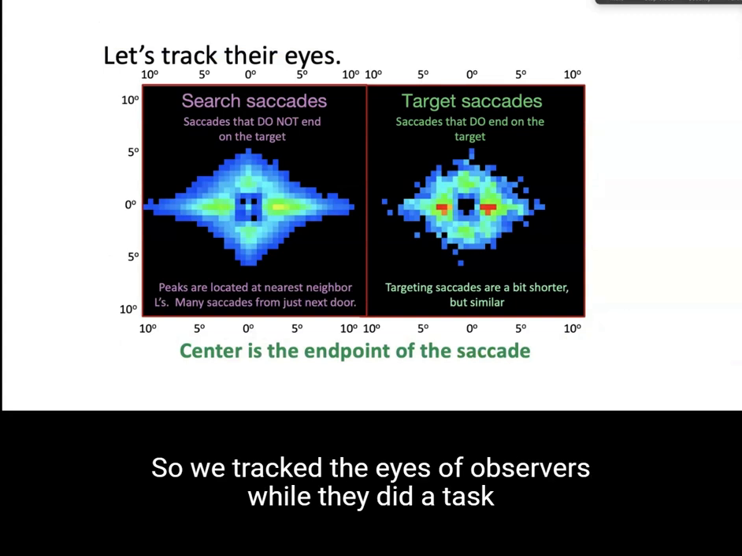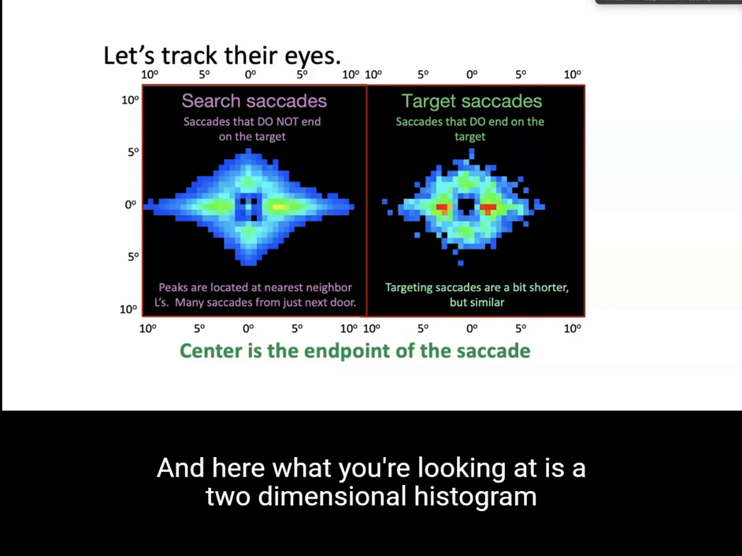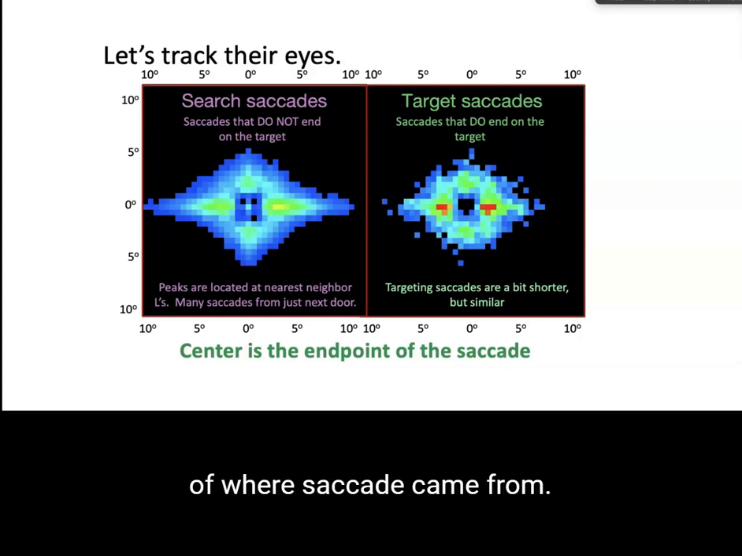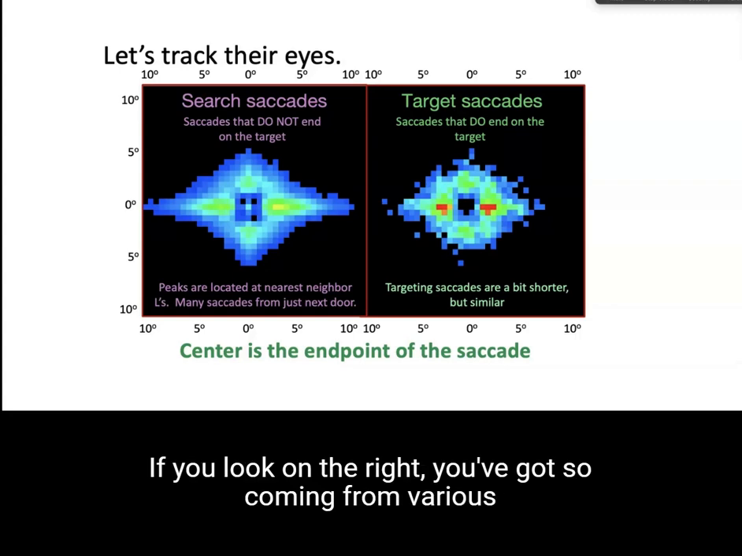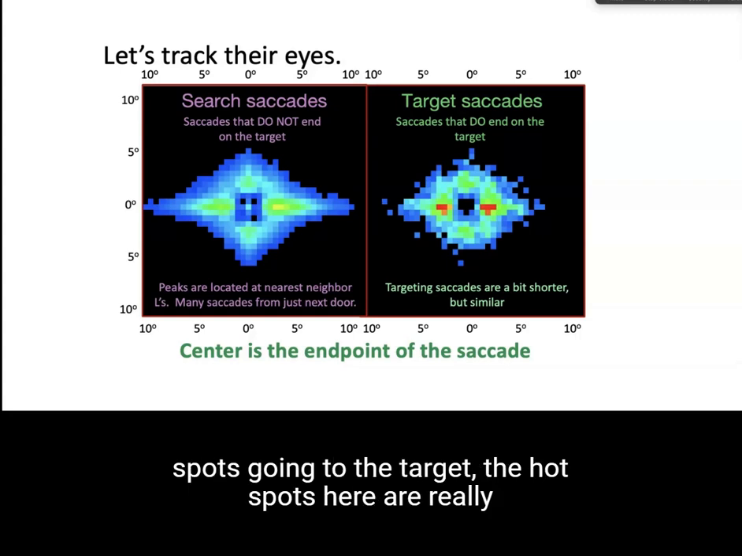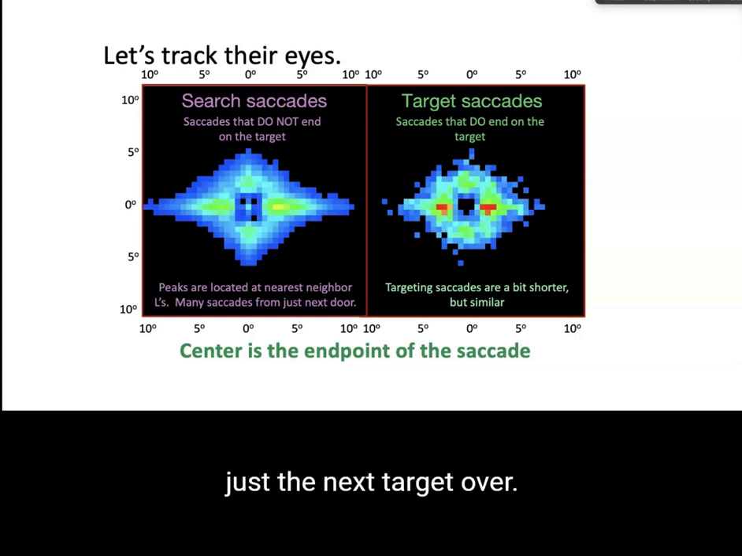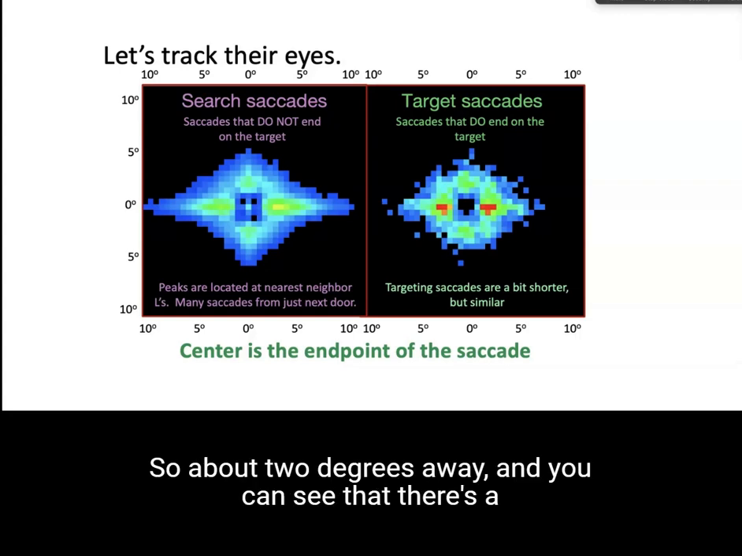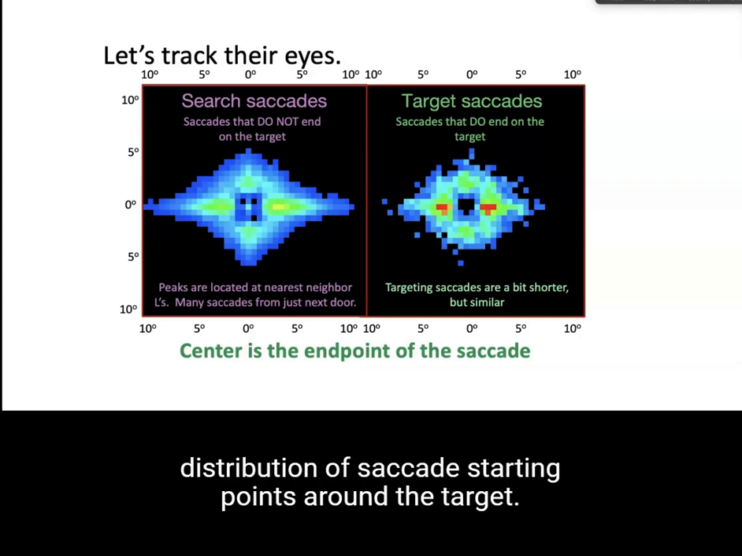So we tracked the eyes of observers while they did a task of this sort. And here what you're looking at is a 2-dimensional histogram of where saccades came from. If you look on the right, you've got saccades coming from various spots going to the target. The hot spots here are really just the next target over, so about 2 degrees away. And you can see that there's a distribution of saccade starting points around the target.